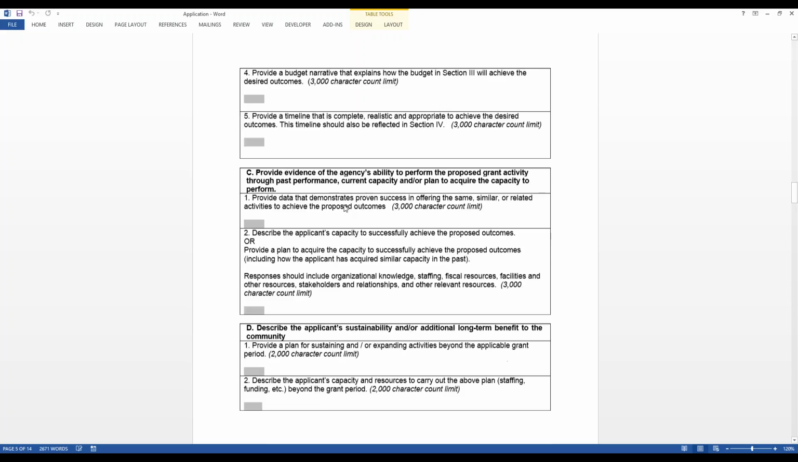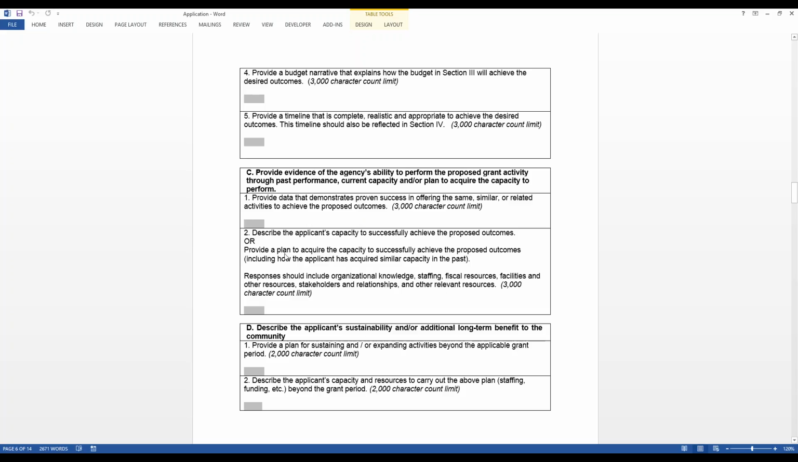Okay, moving on to section 3. Section 3 is all about your past. Tell us what you've done successfully in the past, especially with the same, similar, or related activities. Share your experience. We want to know.